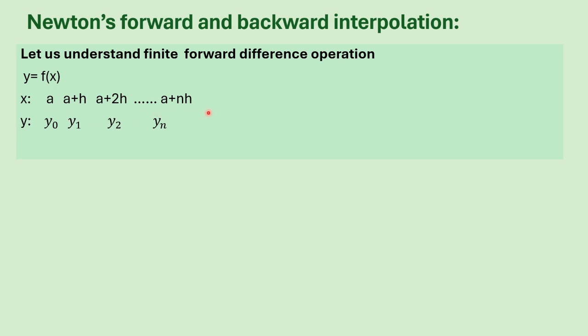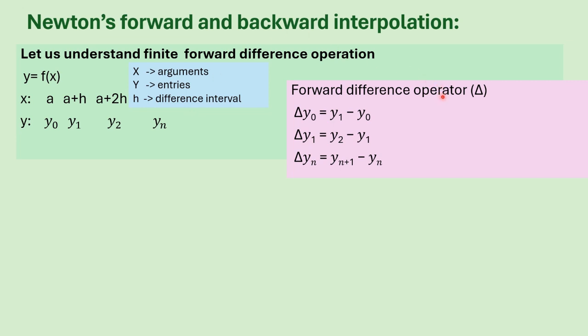Forward direction is increasing. The corresponding y values are y0, y1, y2, yn, etc. Here x is called the argument, y is the entry, and h is the difference interval. Now let's understand the forward difference operator. It is given by the symbol delta.